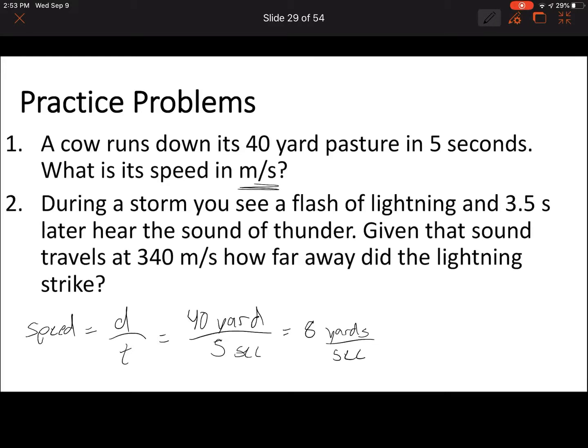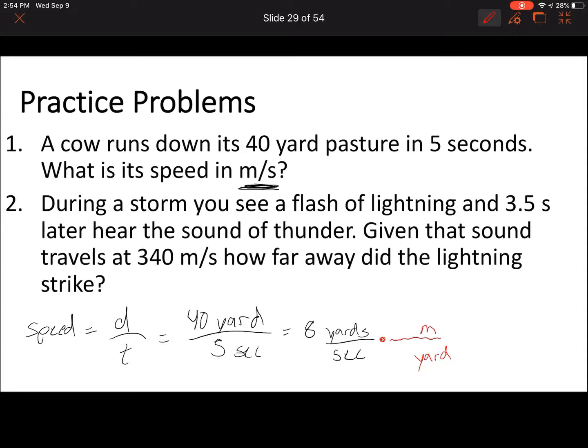So I'm done. Or am I? We were asked, what is the speed in meters per second? I have a speed down here in yards per second. How could I possibly change my answer to give me what I want? Well, we need to use unit conversions. Remember all those things we learned last week? We are going to continue to use them. So I need to convert between yards to meters.